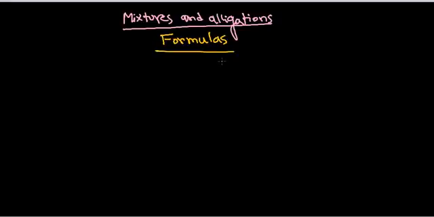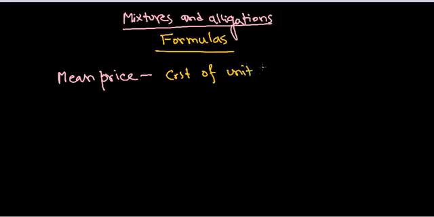That's the allegation. And in this allegation type we have something called the mean price. So what do we mean by the mean price? The mean price is the cost of a unit quantity of a mixture. Whenever we are talking about a mixture, we want to see the cost of the unit quantity, and that is termed the mean price.